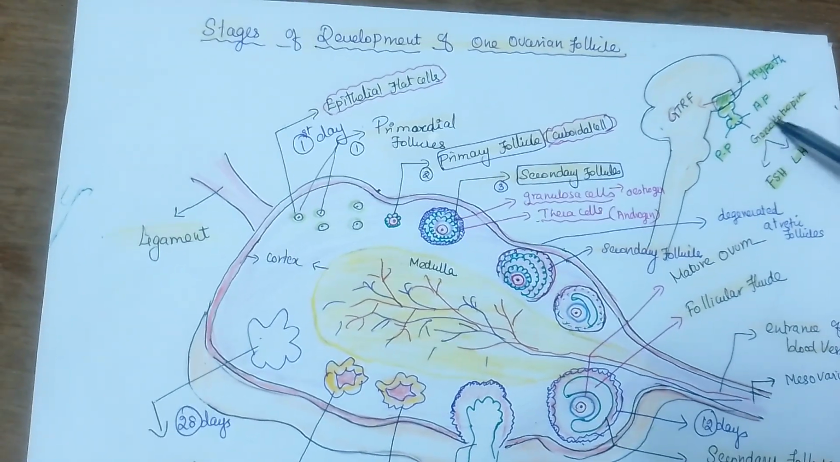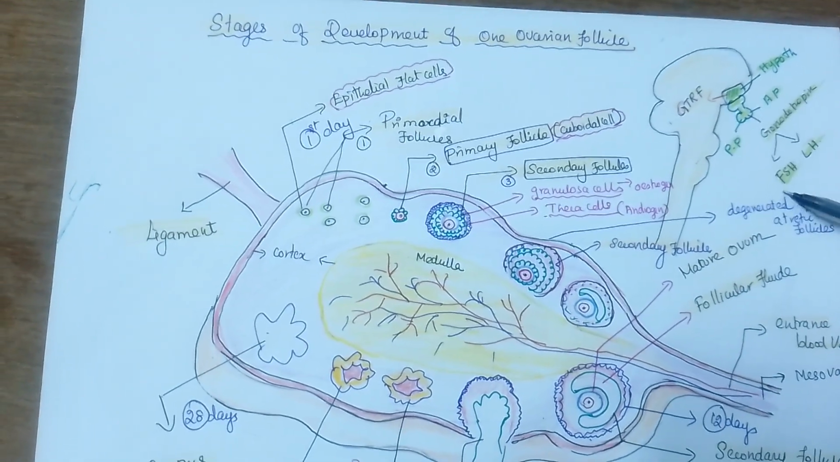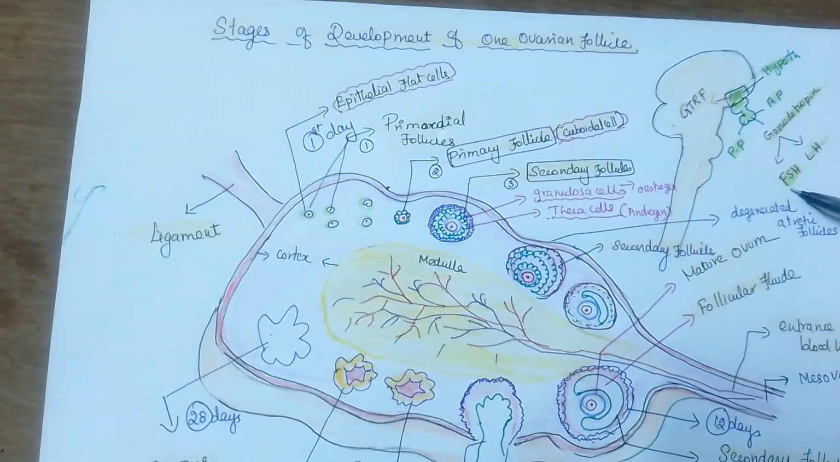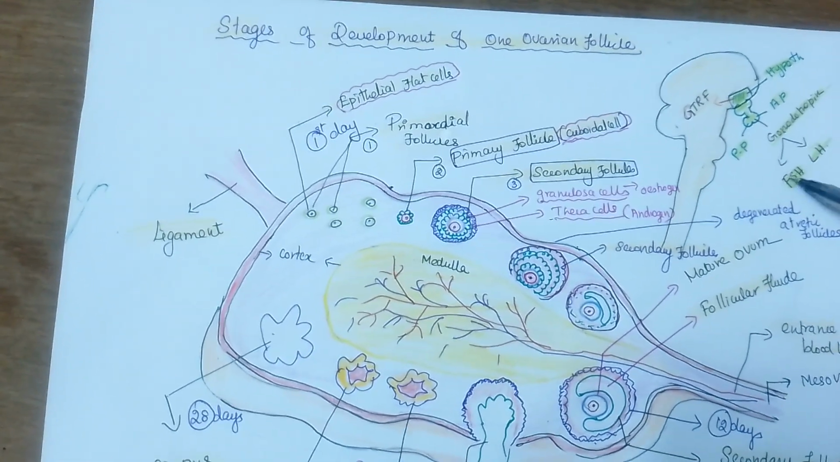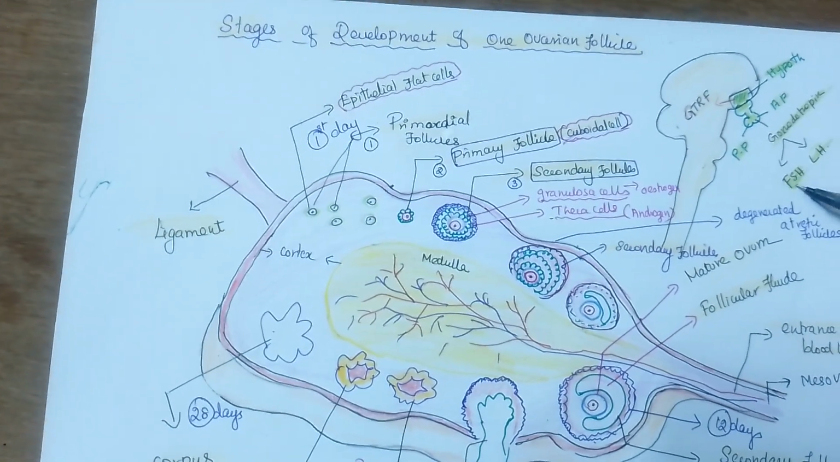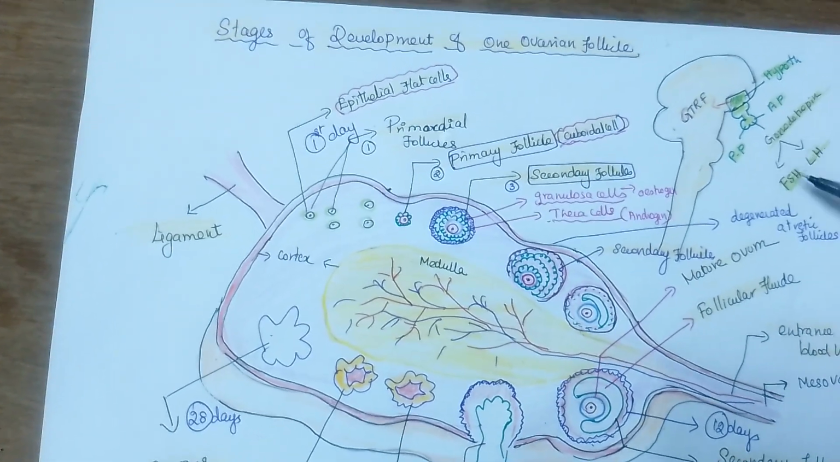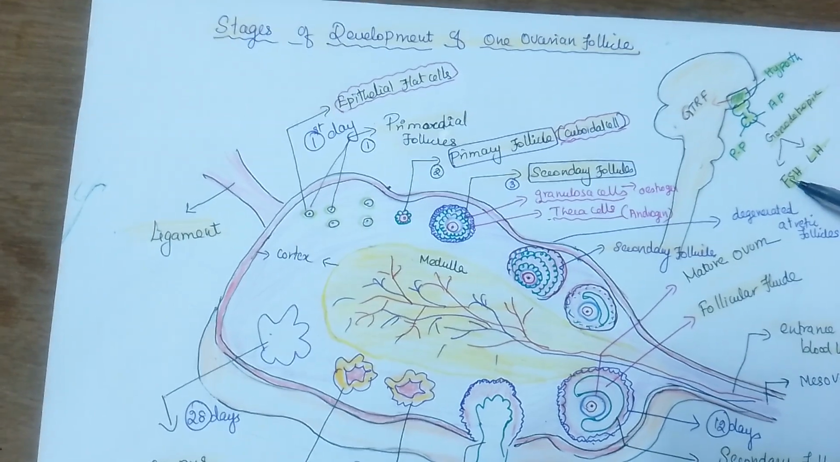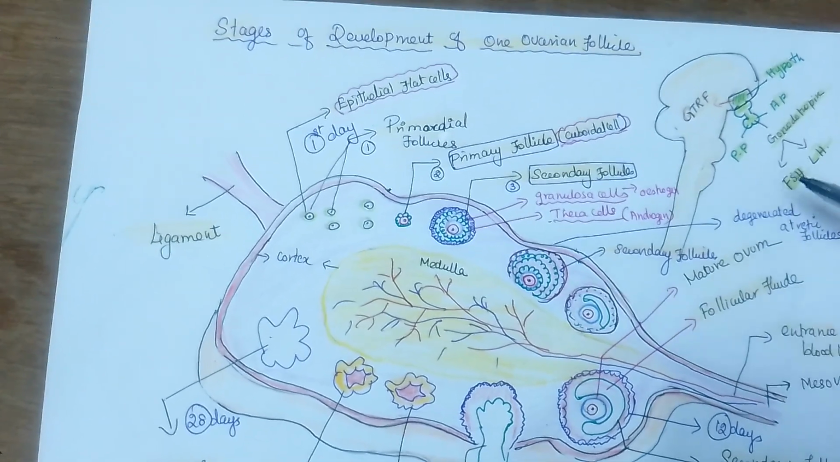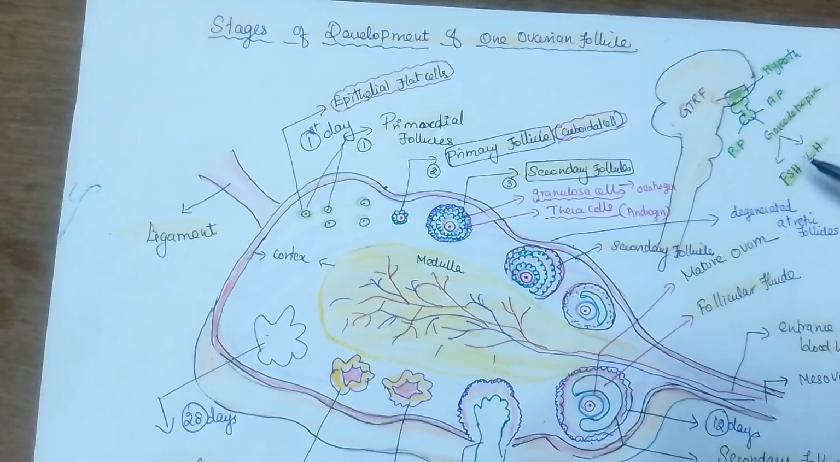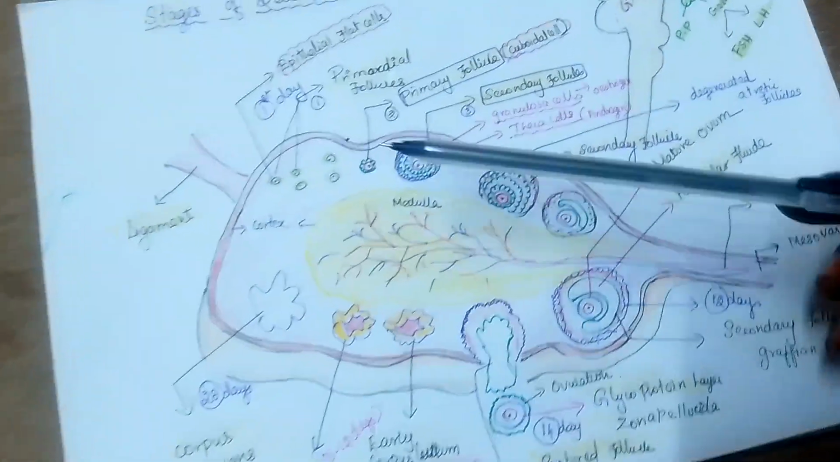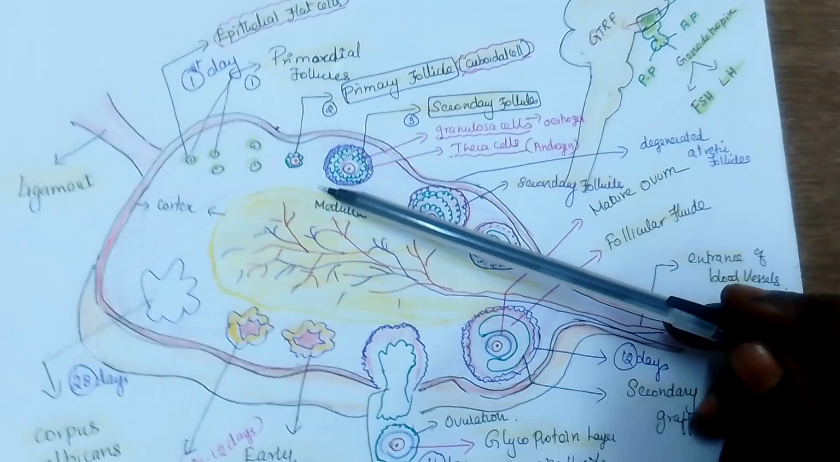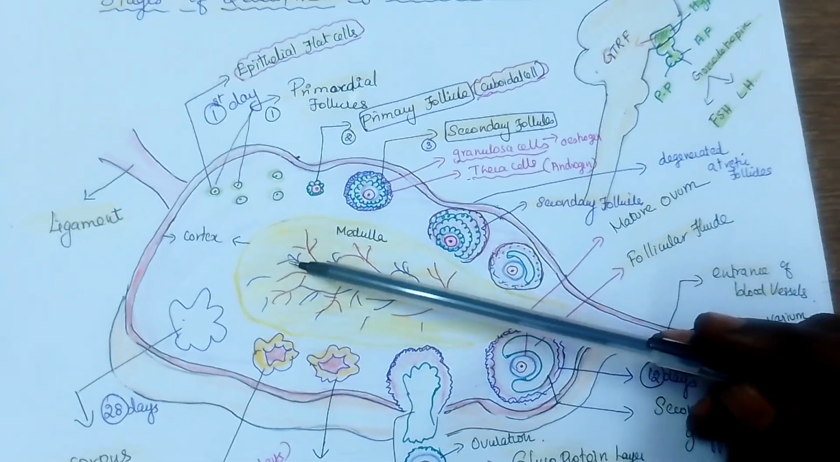Then some gonadotrophic hormones are released, among them the follicle stimulating hormone and luteinizing hormone. What is a hormone? A hormone is a chemical messenger. It goes directly into the blood and hits the target cells. So the follicle stimulating hormone goes to the follicles for their development. Where are the follicles present? The follicles are present here in the ovary, thousands and thousands of them.